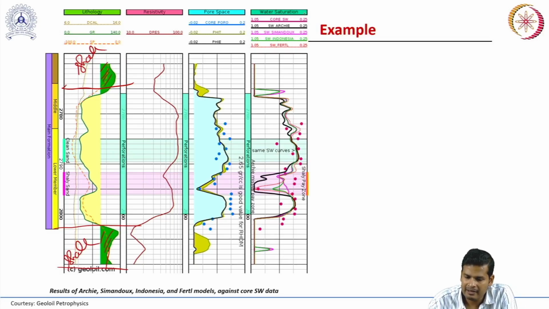Now you can see here on the last column, we have a number of models which have been used to calculate the water saturation. In the second track, you can see we have the resistivity log. So by reading the value of Rw in the pure saline zone, we can calculate an average value of Rw to be used in our different water saturation equations.